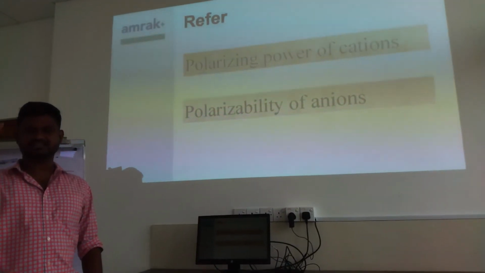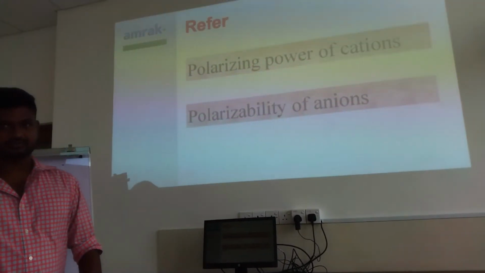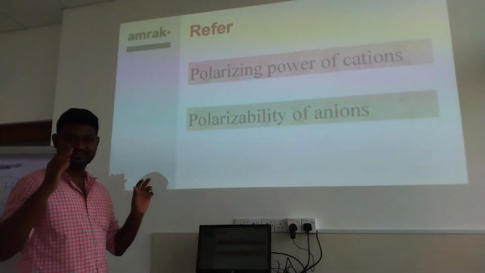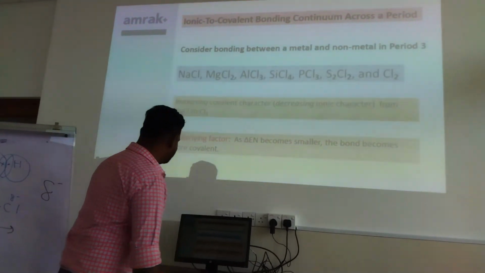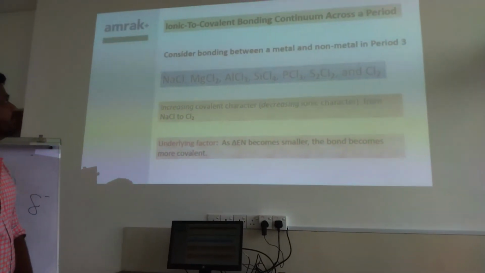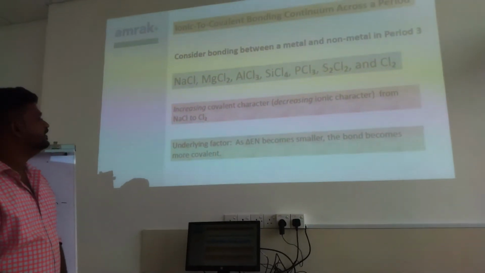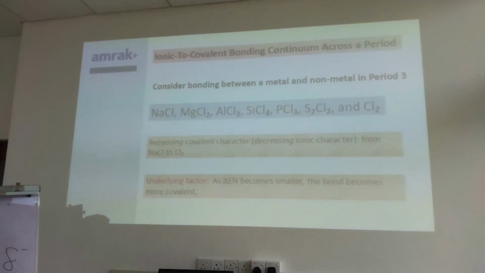Like you have a positive charge where you can induce the charge of the other, right? So that is the polarizing power of cations. You have to go through that and get ready. Okay, ionic to covalent bonding continuum across the period. So, consider bonding between a metal and non-metal in period 3.